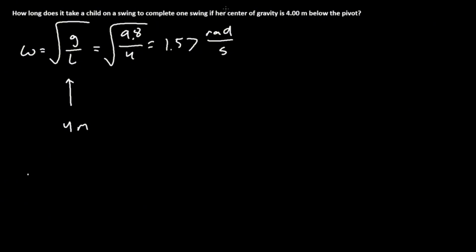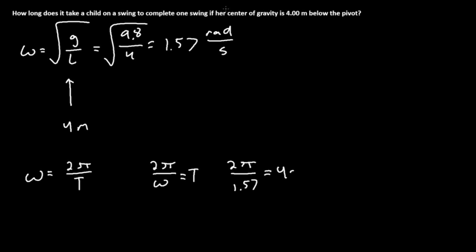So remember, angular frequency is also equal to 2 pi over period. You can isolate period here to get 2 pi divided by angular frequency is equal to T. That means you can divide 2 pi by 1.57, or your calculated angular frequency. And that should be equal to just 4 seconds.